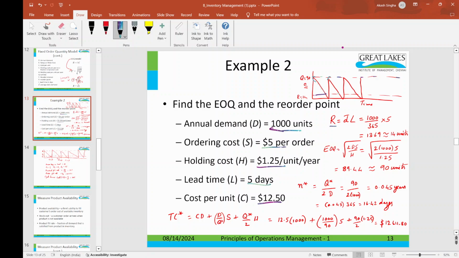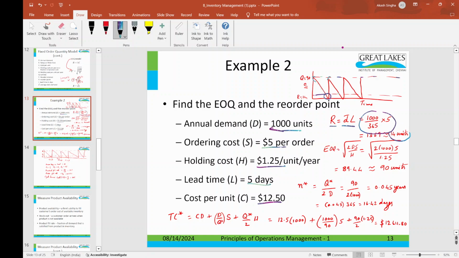Now how we decide when to order is based on calculating how much demand there is in this zone, and calculating this R value. R is D bar into L. D bar is demand per day, 1000 by 365, since 1000 is annual demand, and L is lead time. So in 5 days, how much demand is there? We calculate it: 14 units. So when the stock is 14 units, we will reorder again.